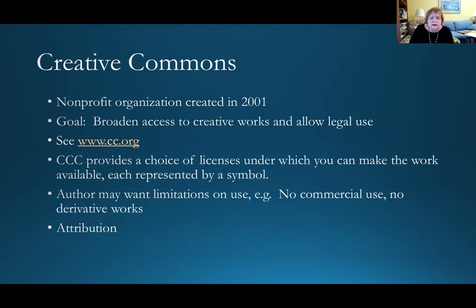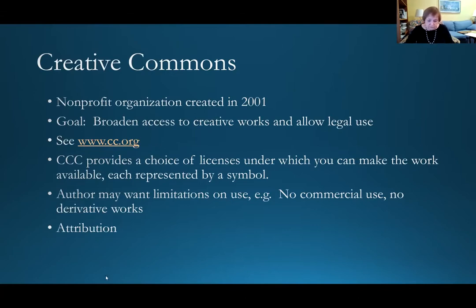Now, I think attribution was always one of the options, but it was so frequently used that it was rolled into the basic license. I think it's great that attribution is part of all these agreements. Ironically, the Copyright Act has no attribution requirement in it, which I think is ridiculous, but that's the way it is.